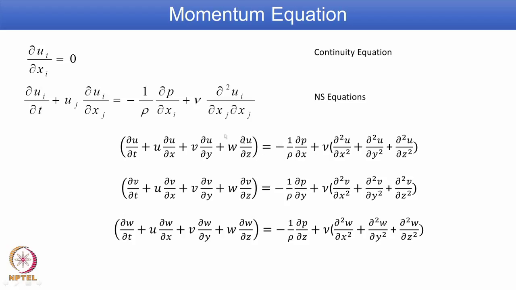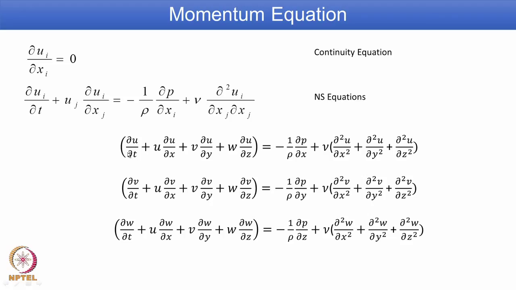On the right hand side, once again when you substitute the value of i equal to 1, the ∂p/∂x term appears. And the second term, the diffusion term ∂/∂xj, if you expand j with the values of 1, 2, 3, because it is repeating, it is a summation, you get ∂²u/∂x² plus ∂²u/∂y² plus ∂²u/∂z².